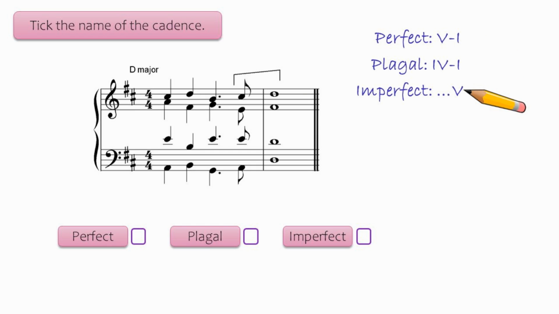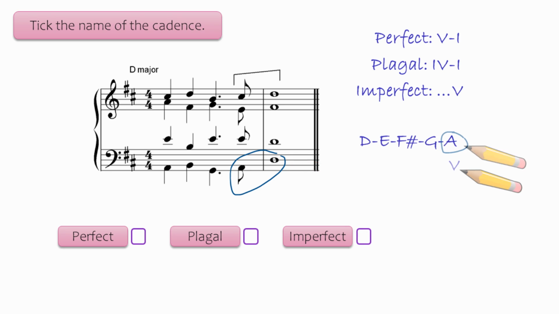Although the bracket is placed over the top of the chords, you actually only need to look at the two bass notes, the lowest notes of the chords, to discover the answer. In this question, the final two bass notes are A and D. These are the fifth and the first notes of the D major scale, so the chord progression is 5-1 and it's a perfect cadence.